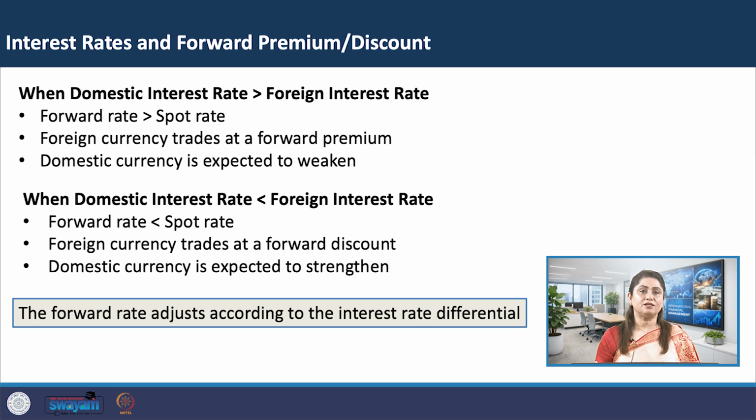When the domestic interest rate is lower than the foreign interest rate, the forward rate will be lower than the spot rate. This means fewer units of domestic currency will be needed to buy 1 unit of foreign currency in future. The foreign currency is now at a forward discount. Therefore, the foreign currency will depreciate and the domestic currency is expected to strengthen.